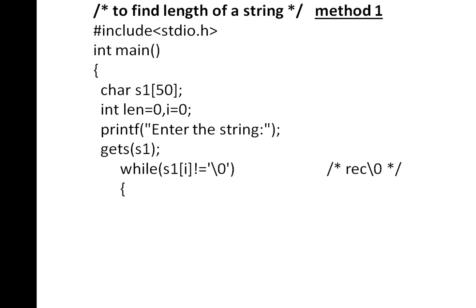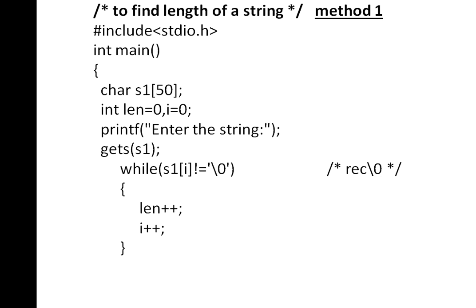So first, i equal to 0. s1 of 0 is r, not equal to the null character. Yes. Then length plus plus and i plus plus. Now length becomes 1, and i becomes 1. s1 of 1 is e. Yes, it is not equal to slash 0. Then length plus plus, i plus plus, both become 2. Again, the next i value is 2, 0 1 2, so s1 of 2 is c.